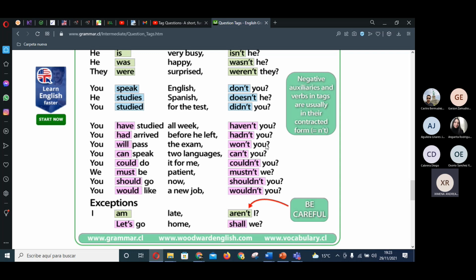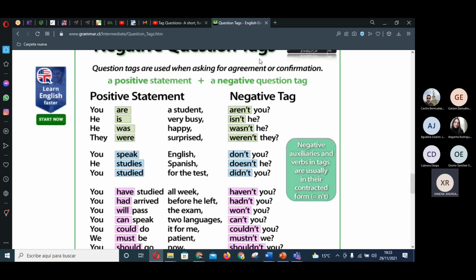You will pass the exam, won't you? You can speak 2 languages, can't you? You could do it for me, couldn't you? We must be patient, mustn't we? You should go now, shouldn't you? You would like a new job, wouldn't you? So this is an important chart that you have to take into account, maybe to revise, to double check, and to try to, well, memorize the changes that you have.